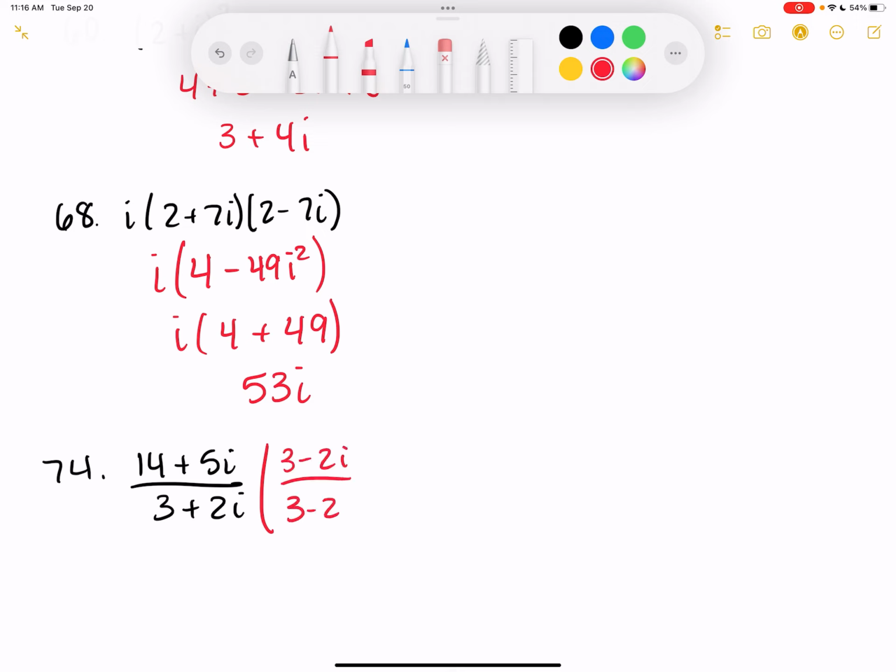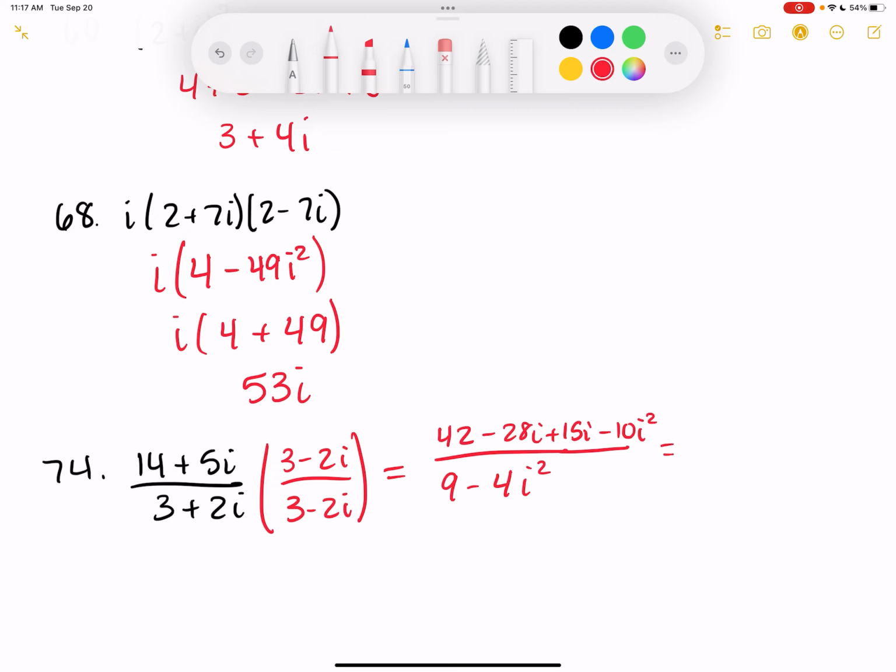On the bottom, what does that give me now? What is this? 9. It's a what? Difference of squares. So on the bottom, what do I have? 9 minus 4i squared. On top now, you need to do what? FOIL. So what is that going to give me on top? A big number. 42 plus, hold on. First, I'll say minus 28i plus 15i minus 10i squared.